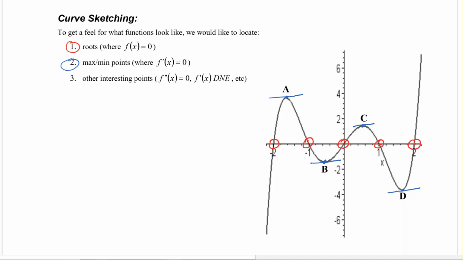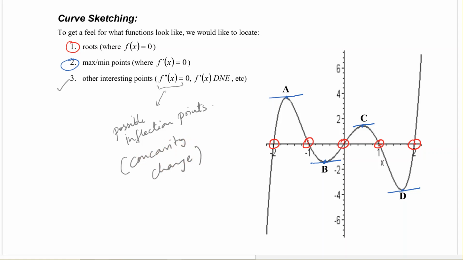And we can also get some information about the other interesting points on the curve. For example, if the second derivative is 0 at some point, that might be a possible inflection point. And what does inflection point mean? It means that the concavity of the curve changes. Concavity changes. And now you're going to ask me, what is concavity?